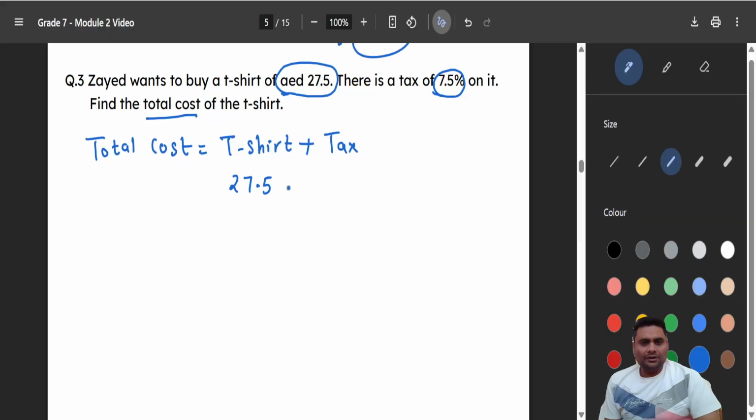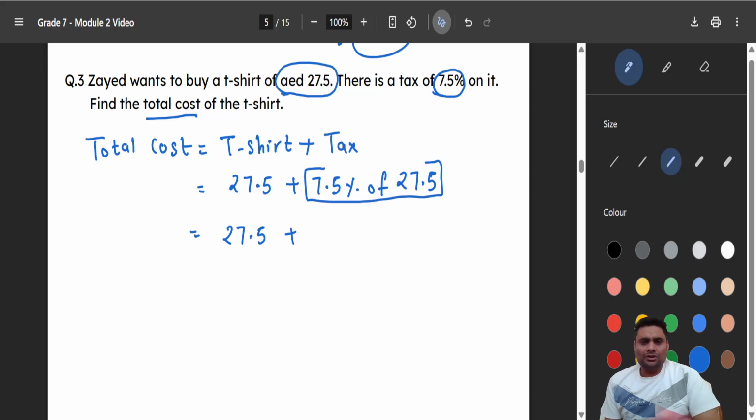Now what is the price of the t-shirt? 27.5 dirhams plus, now the tax is in percent, 7.5% of what is the price of the t-shirt? 27.5. So the tax will be on 27.5. Now let us solve it. 27.5 will remain like this only. We have to solve this first. We have to change the percentage into dirham first. We have to change the tax into dirham.